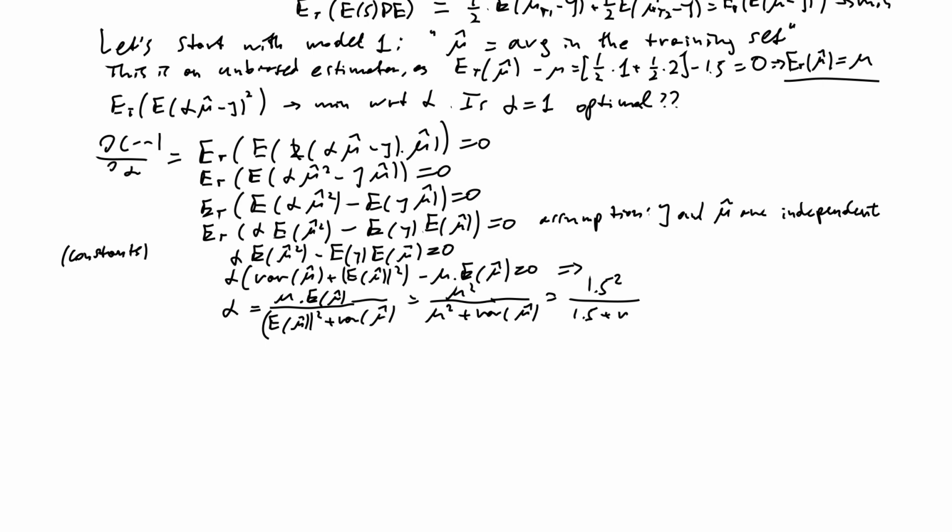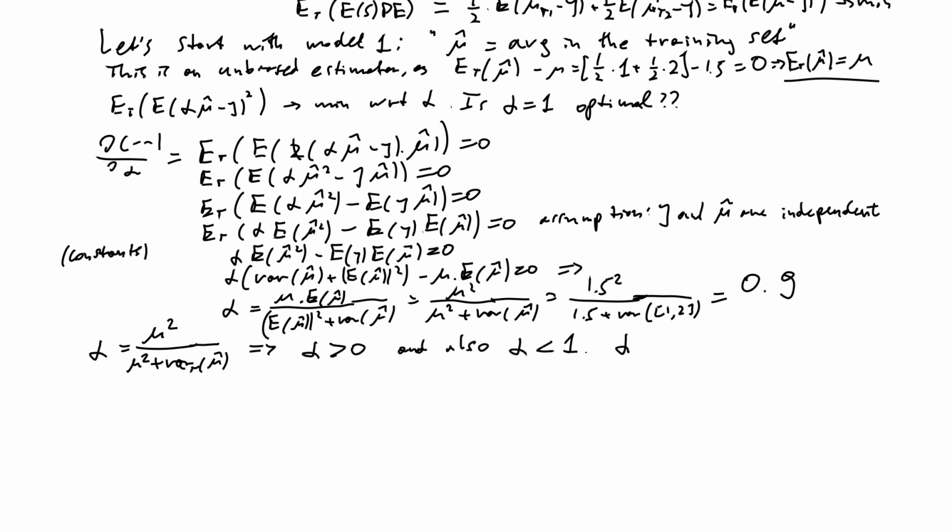Here, because we have constants, we can get rid of the expectation over training sets. So alpha is equal to mu squared divided by mu squared plus variance. First of all, it's positive. Second of all, it's between 0 and 1. And by the way, to compute it, we need to know the real mean. So we can never compute it, only in theory. The way to get it in practice is via cross-validation.